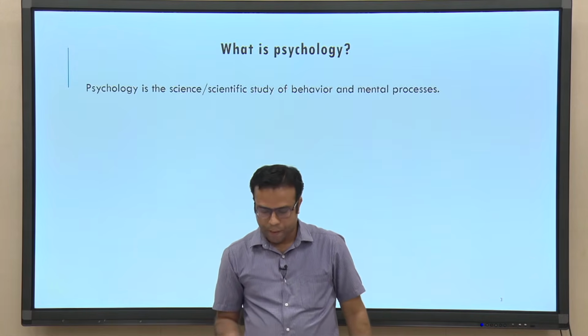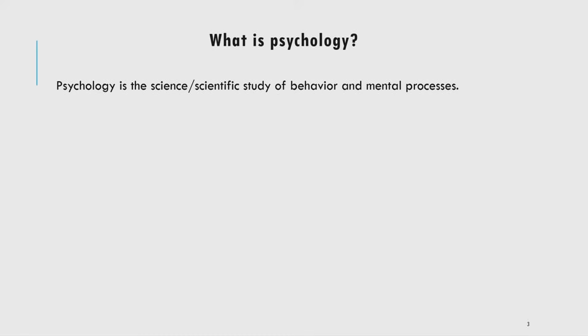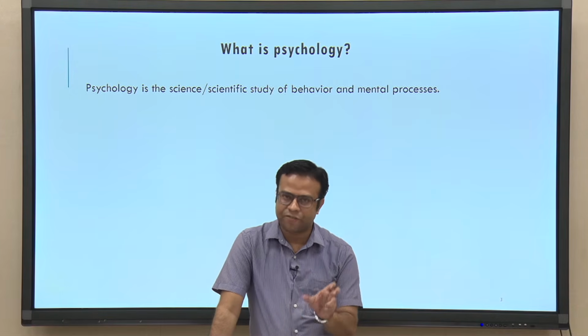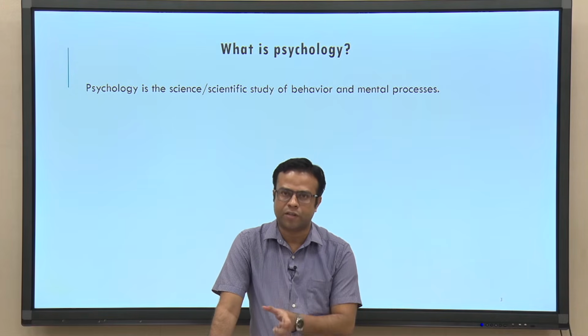So, one of the basic definitions of psychology is that psychology is the science or scientific study of behavior and mental processes. So, there are 3 terms we need to understand. One is scientific study, one is behavior and one is mental processes.